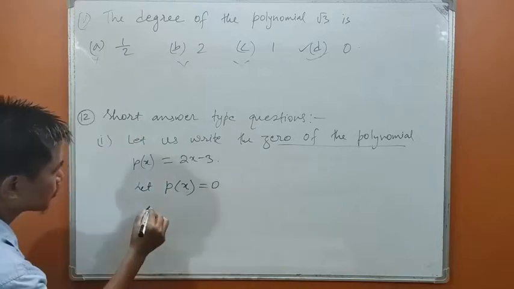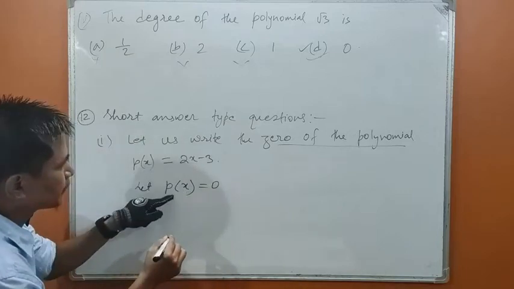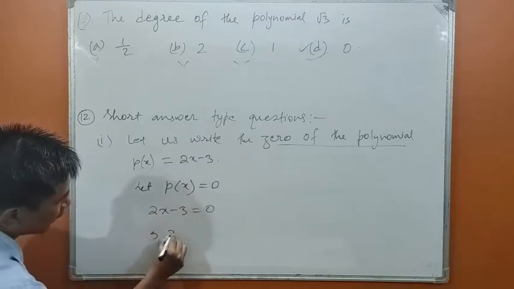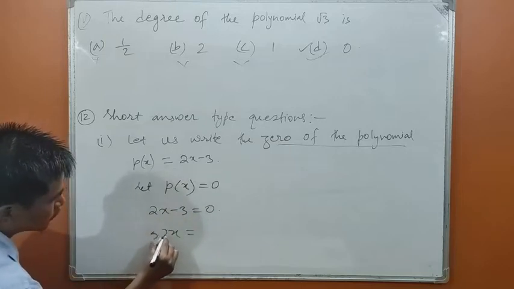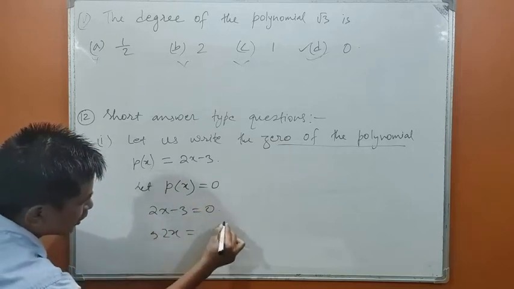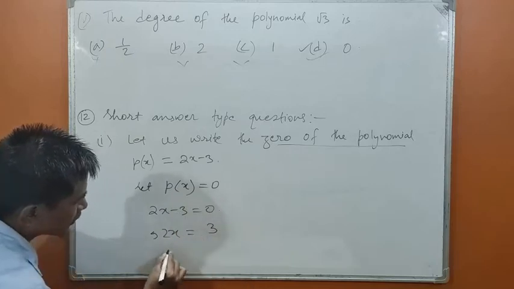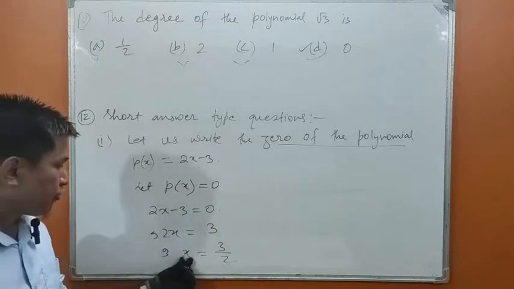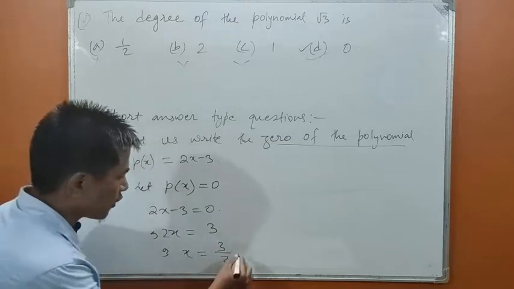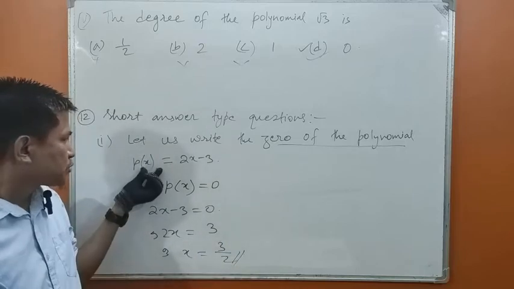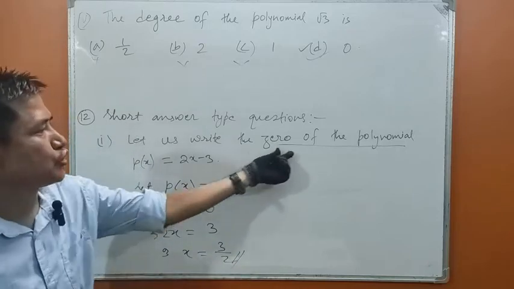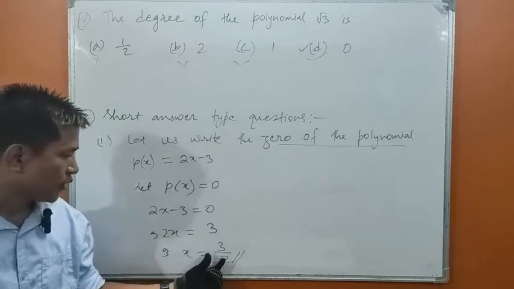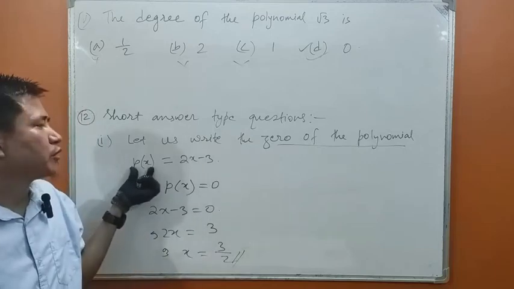Are you getting my point? So if p(x) is this and p(x) is 0, 2x minus 3 should be equal to 0. We have 2x, isn't it? Minus 3, when we transpose to the right hand side, becomes plus 3, or x equals 3 upon 2. When the value of x is 3 upon 2, this polynomial will have 0 value.